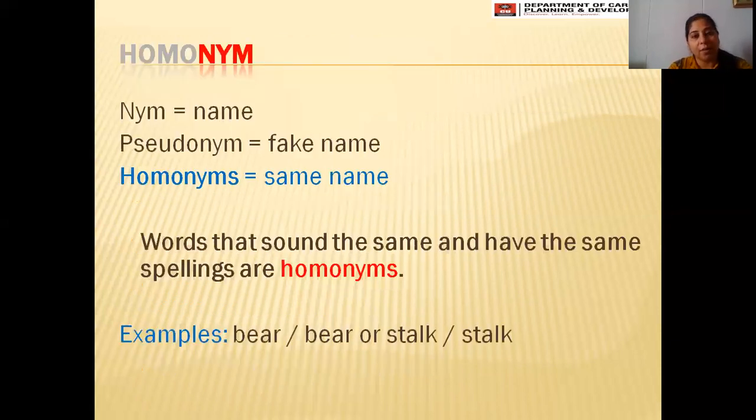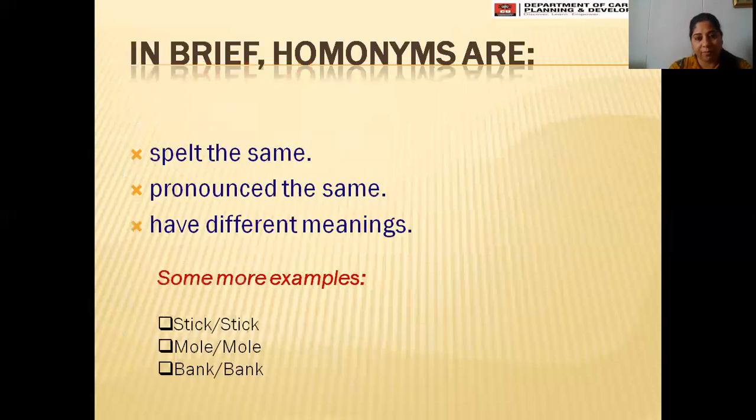Next is homonyms. We're talking about homophones till now, where the sound is similar. Now it's homonym. This means homo means same and nym means name. So like we give an example of pseudonym. So pseudonym is what? It means fake name. And homonyms means same names. So words that sound the same and have the same spellings are homonyms, like bear, bear, or stock, stack. Okay, so these are all homonyms.